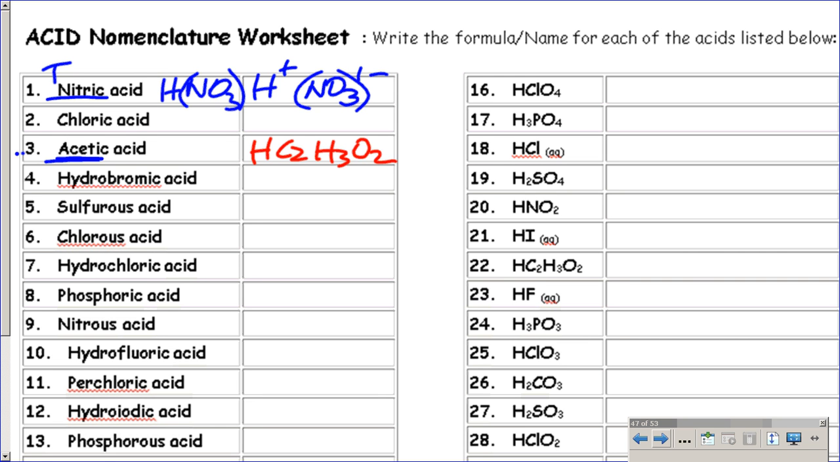What's the next ternary one? Sulfurous, number 5, okay? So sulfurous came from sulfite. Okay, what's sulfite? Ite and S go together, right? So what's ite? SO3, parentheses, 2 minus. Okay, and so then put those together, what do you get? H2SO3.